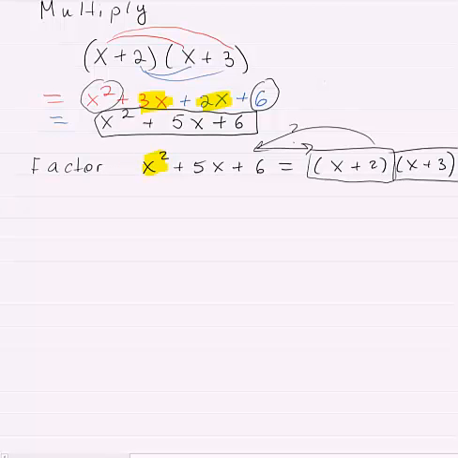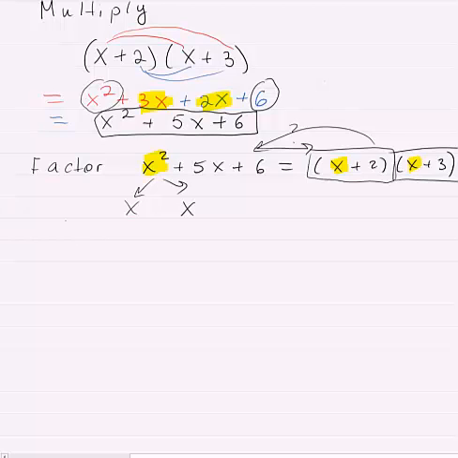And there's only one way that you can get an x squared. To get an x squared, you have to multiply x with an x. There's no other way you can obtain x squared. And therefore, when you're writing your factors, both of them are going to start with an x. Otherwise, you're not going to get an x squared.